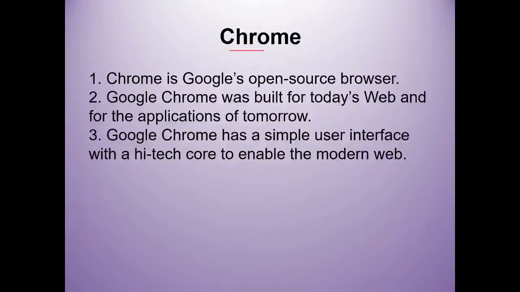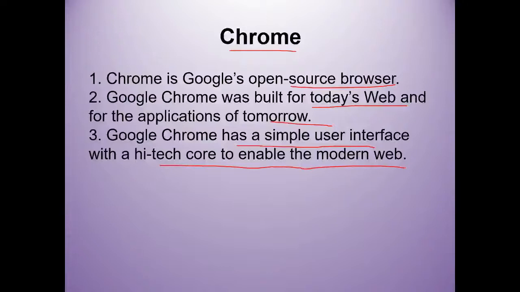Chrome is now very popular, and it is an open source browser and was built for today's web and for the applications of tomorrow. So Google Chrome has a simple user interface with a high-tech core to enable the modern web. So Google Chrome is very famous because of its speed. It's very fast to access anything from the website, and it is expandable and cross-platform. Another unique feature is that it supports cloud computing applications.